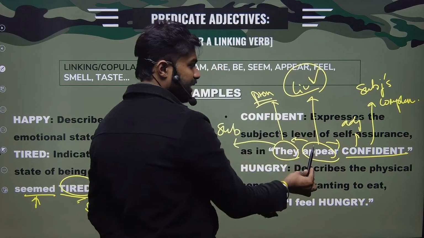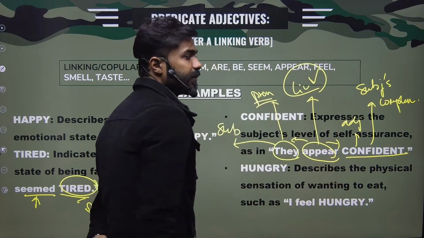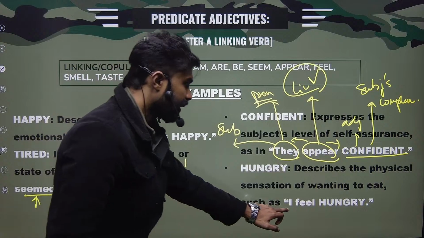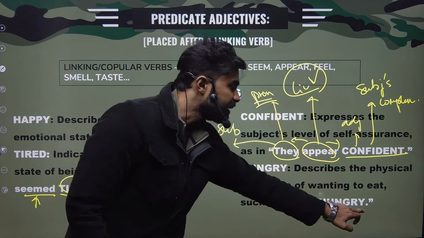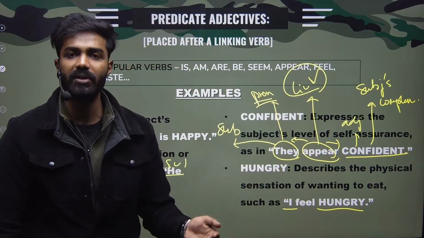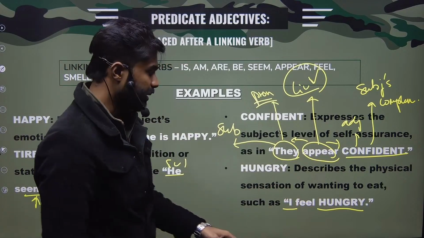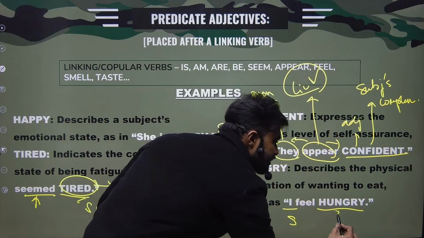Since it is placed after a linking verb, I can call it my predicate adjective. That's it. See, the same thing. I, subject; hungry, subject complement. It is giving a complete meaning. I feel what? I feel hungry. Subject complement. So subject, subject complement.